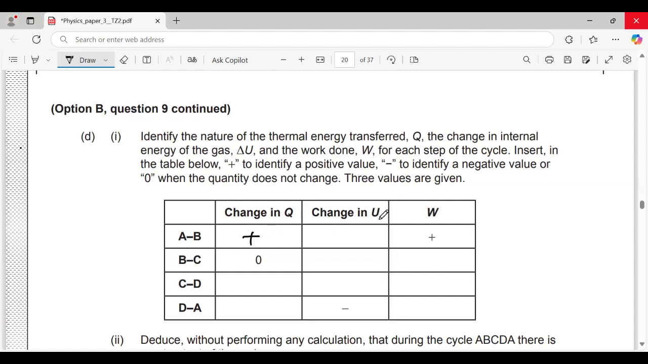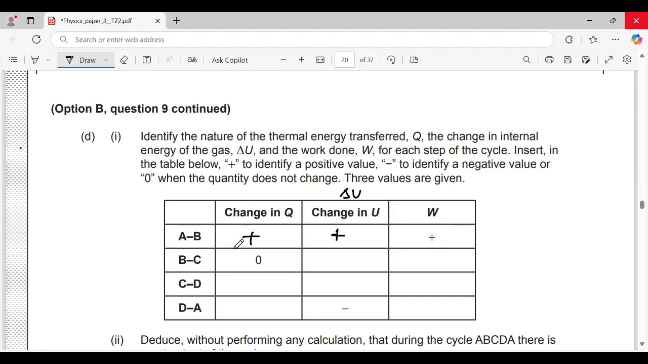Now, how about change in U or delta U? This is delta U, according to this information. Delta U is about change in internal energy. The change in internal energy is related to the change in the temperature. When the temperature increases, the thermal energy also increases. If it increases, it means delta U will be greater than 0. Greater than 0, it means the sign is positive. Work done already positive.